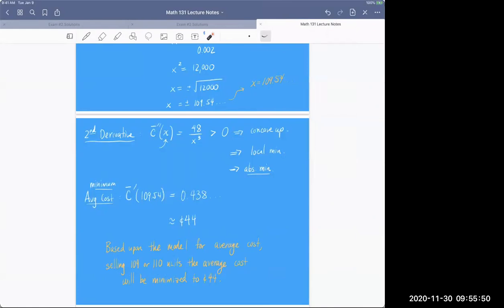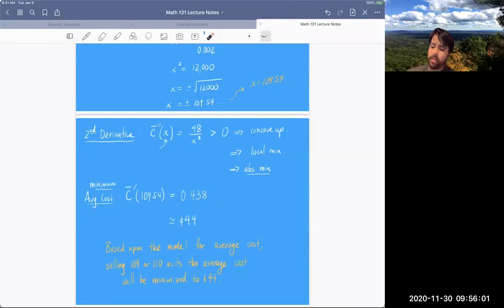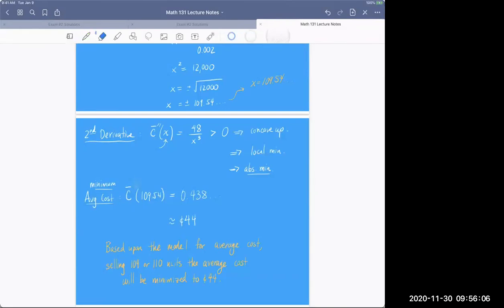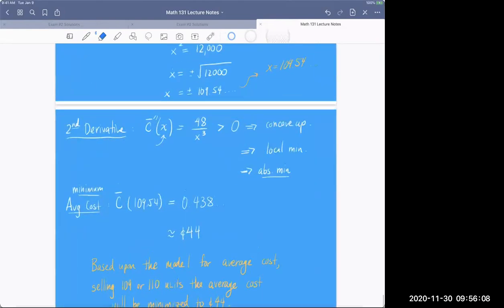Professor, I just have a question. Why, for the minimum average cost, is it the first derivative instead of just the average cost function? Pardon me, yes, you're right. It should just be the average cost function.